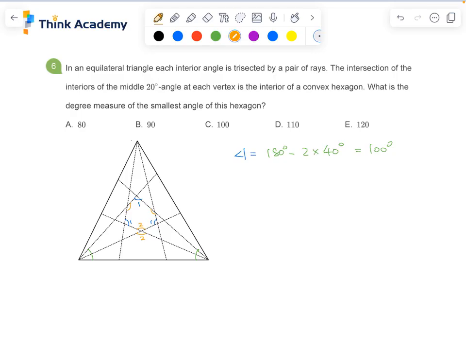What about angle 2? Well, for angle 2, let's focus on these two purple angles. And then I can see that angle 2 is 180 degrees minus 2 times 20 degrees, which is 140 degrees. So what is the smallest angle? It's just 100 degrees. So the answer is C.